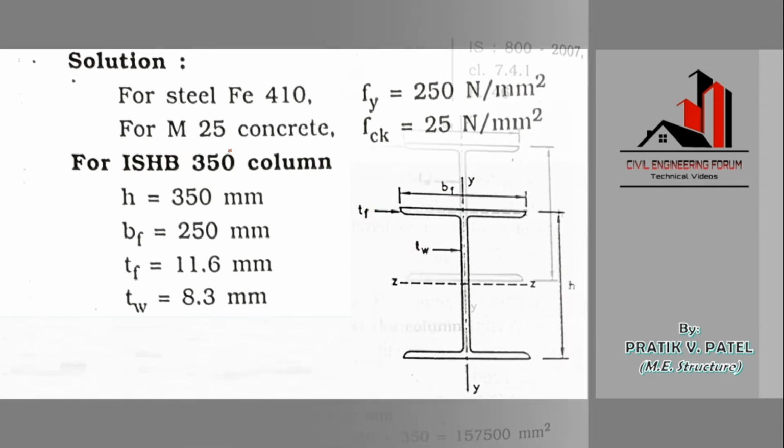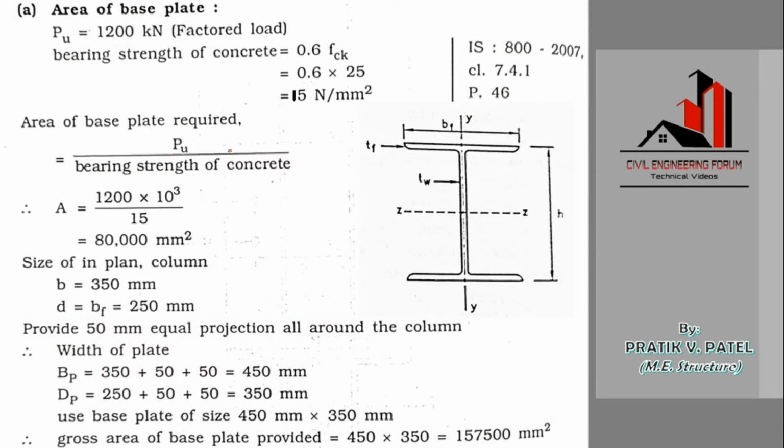Now moving further, our next step is to find out the area of the base plate. The base plate is actually located below this column in order to support the column. So first of all, what we need to find is the area of this base plate. For finding the area of the base plate, we have the formula: factored load divided by bearing strength of the concrete. So for that, what we need is two things, factored load and bearing strength of concrete.